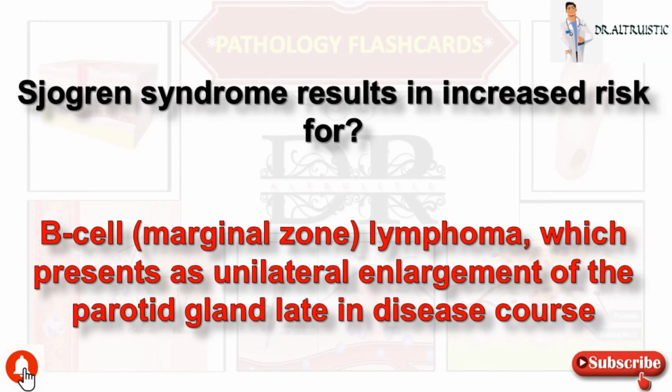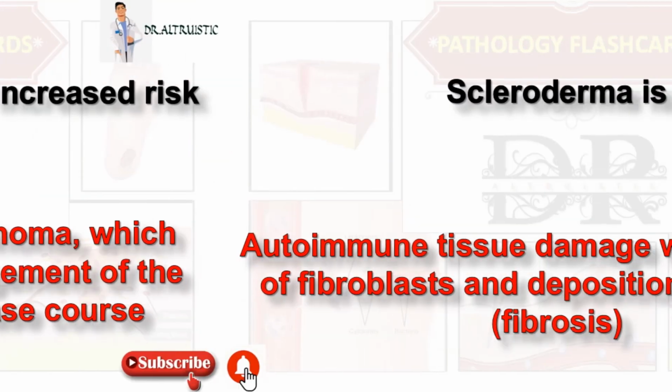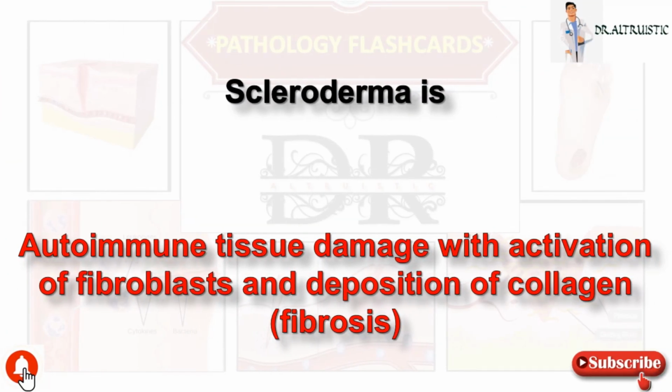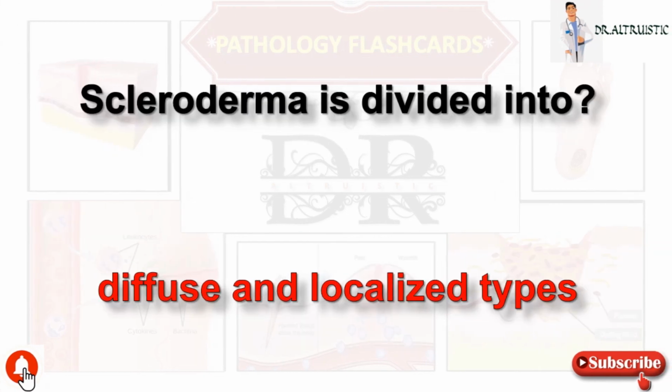Sjogren syndrome results in increased risk for B-cell, marginal zone, lymphoma, which presents as unilateral enlargement of the parotid gland late in disease course. Scleroderma is autoimmune tissue damage with activation of fibroblasts and deposition of collagen, fibrosis. Scleroderma is divided into diffuse and localized types.